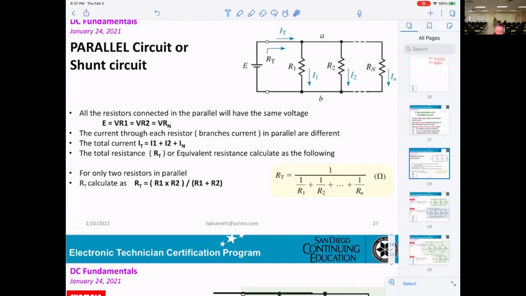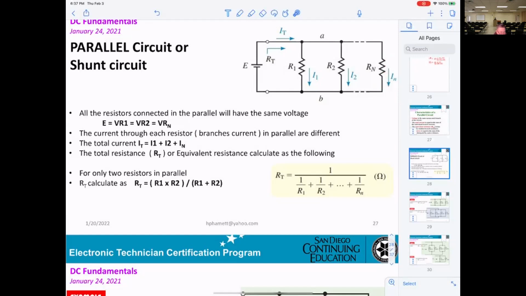However, the voltage across R1, VR1, or VR2 or VRN is the same as E right here. So that's why we say E equals VR1 equals VR2 equals VRN. And the total current IT here will be I1 plus I2 plus what? How many more branch currents?